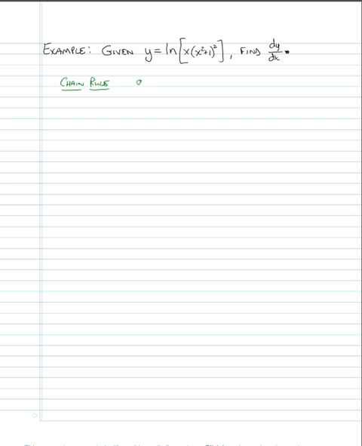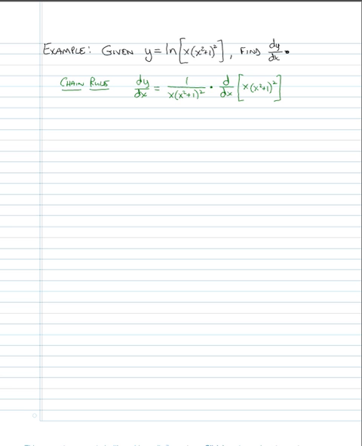So the chain rule, remember, would tell us to find this derivative. What we have to do is say 1 over the argument. So it's 1 over all that stuff inside, x times x squared plus 1 squared. And then we have to multiply that with the derivative of what's inside. So the derivative of x times x squared plus 1 squared.